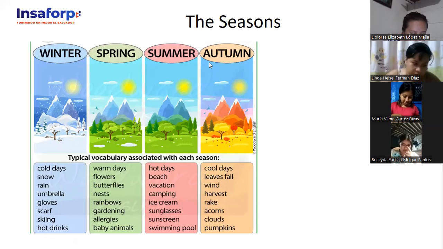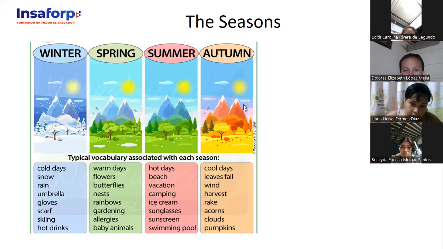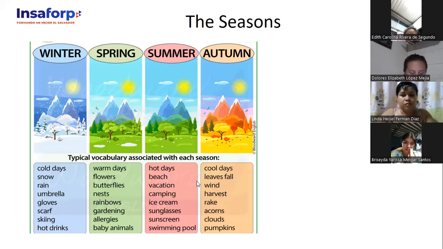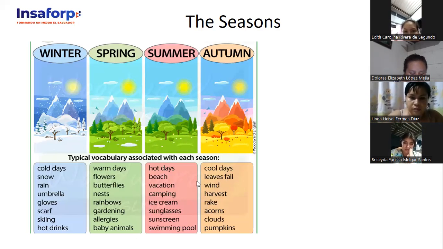A ver, ¿qué han escrito en el chat? No veo yo, o las oraciones, the sentences. Puede ser una oración sencilla como butterflies are beautiful. Vamos a ver la que ya pusieron. Aquí pusieron ya una. She wears a scarf in winter. Excellent. I like to eat ice cream during the summer. Perfect. My mother likes cool days. So do I. Great.